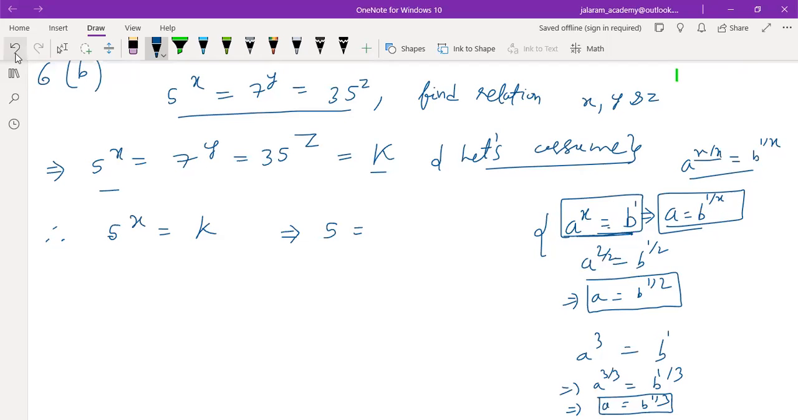Similarly, if we divide the powers of 5 on both sides by x, what will we get? 5 to the power 1 equals what? 5 is equal to k to the power 1 by x. Understood. Take it as equation number 1. Now what should we write in the second step? Can you tell?